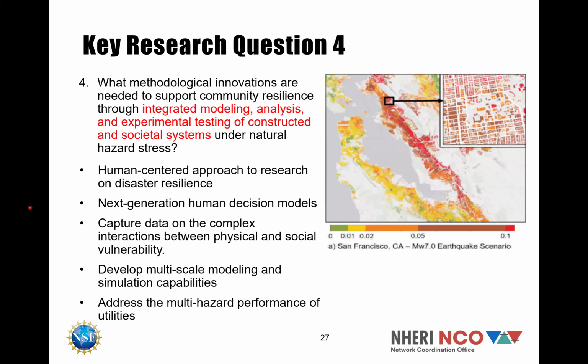Making next-generation human decision models, again the social science aspects, getting into the minds of how people respond, how communities respond, herd mentality, if you like. How do we develop models that inform us about how those decisions are made? Capturing data on complex interactions between the physical and the social vulnerability, how one affects the other. Often the most socially vulnerable are also the most physically vulnerable, because they occupy older structures, not being able to afford the latest and greatest.